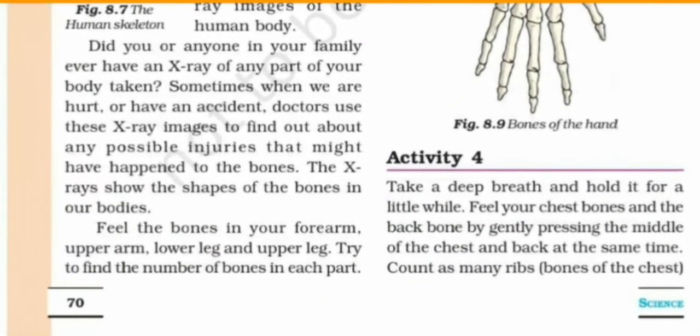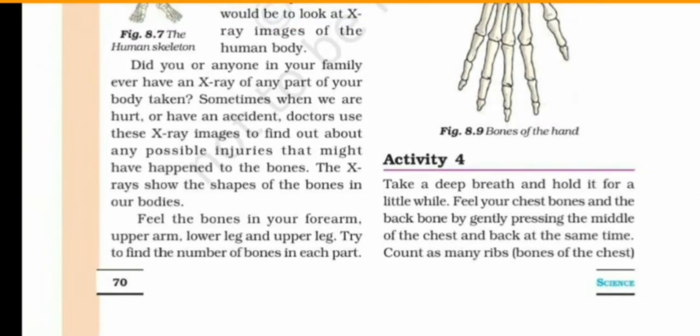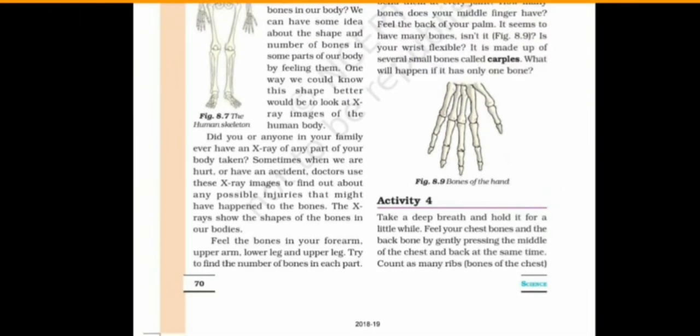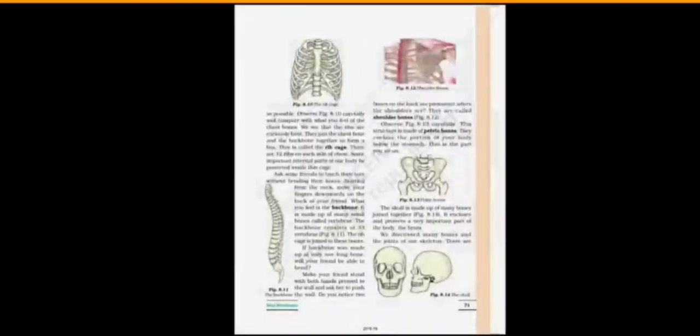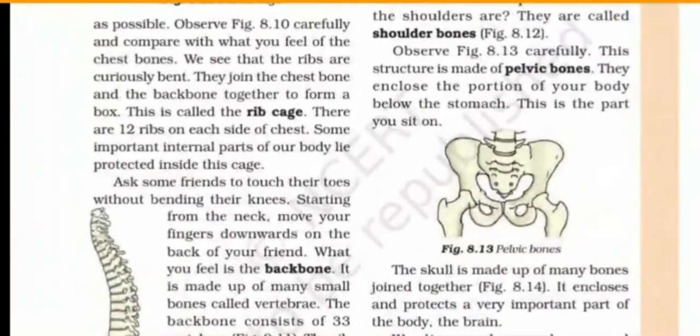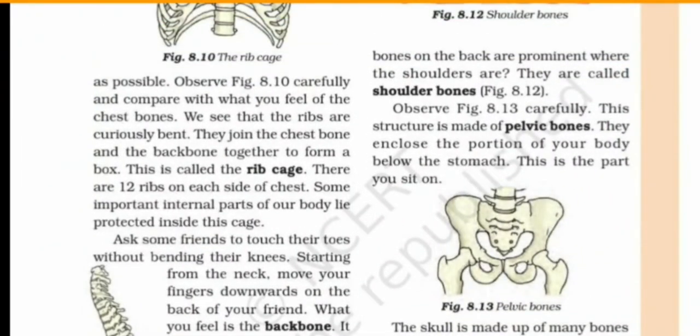Now see activity 4. Take a deep breath and hold it for a while. Feel your chest bones and the backbone by gently pressing the middle of the chest and the back at the same time. You will be able to observe that some of the bones are already there. Count as many bones of the chest as possible. You can also count ribs if you are able to feel them from the back.